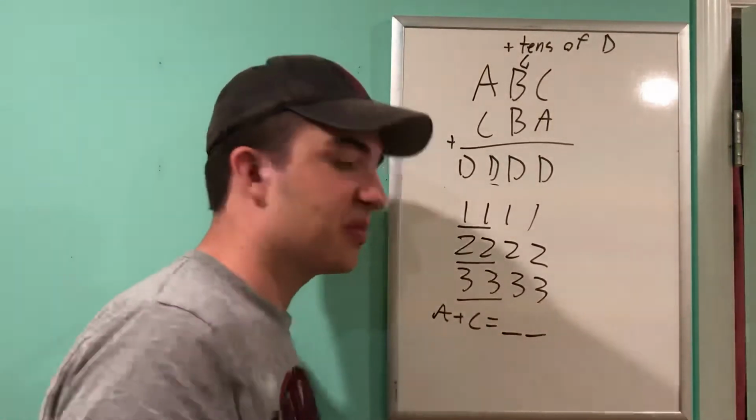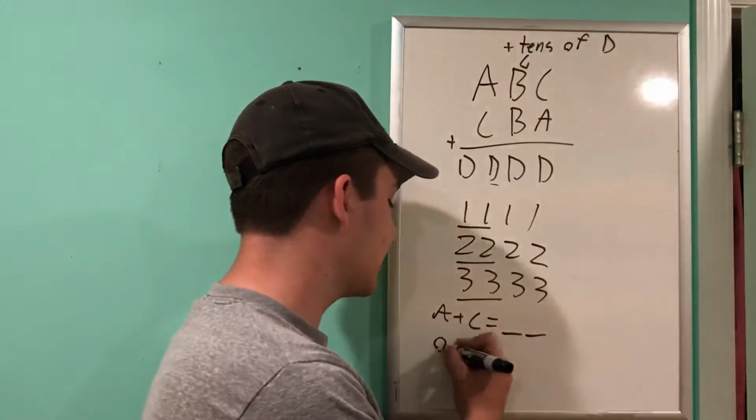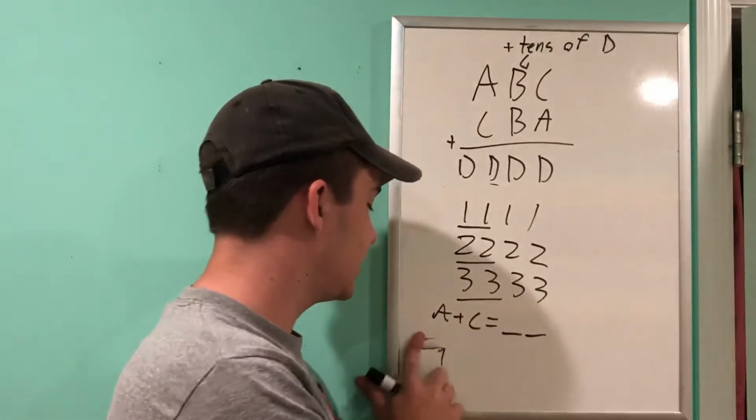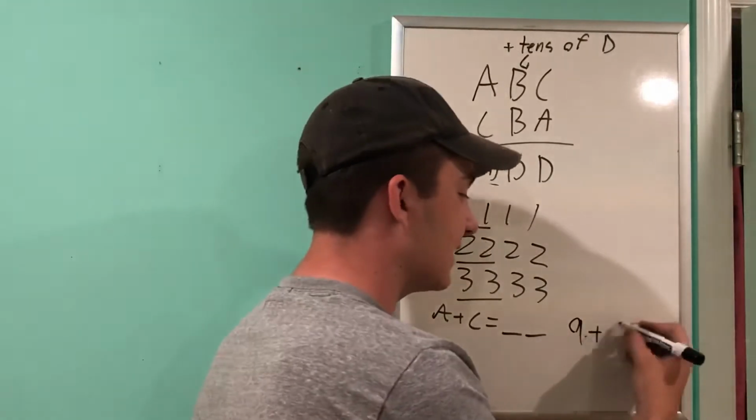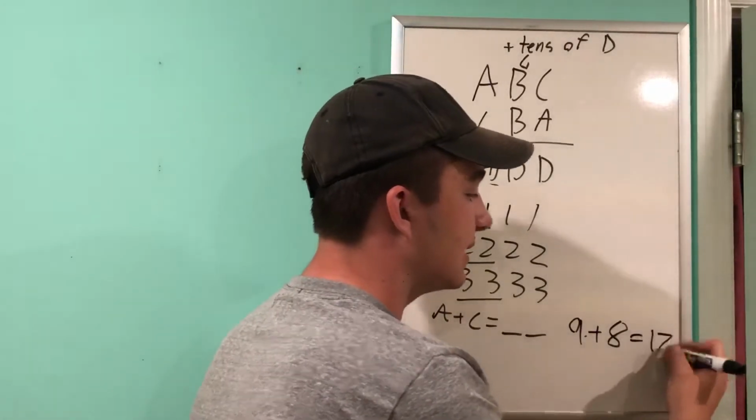Now, we also know A and C are 1-digit numbers. So what's the biggest number A can be? 9, because it's 1 digit. What's the biggest number C can be? Well, since 9 is taken, 8. Now it's 9 plus 8, 17.